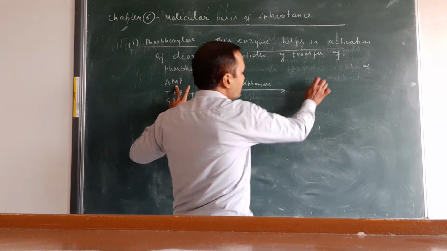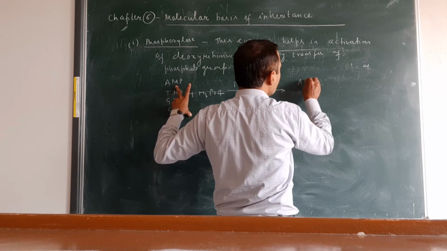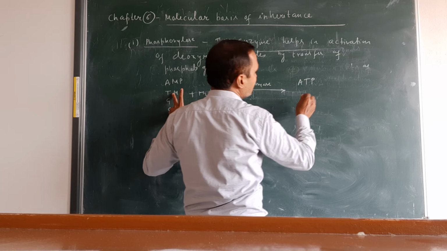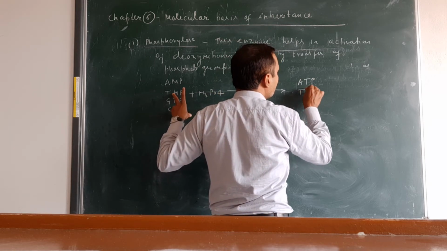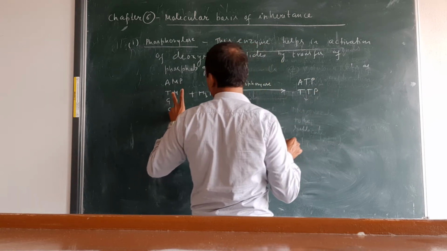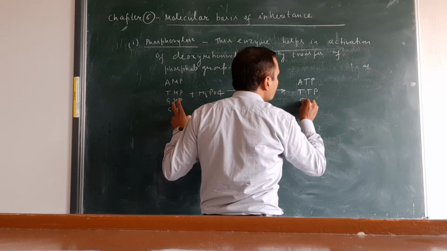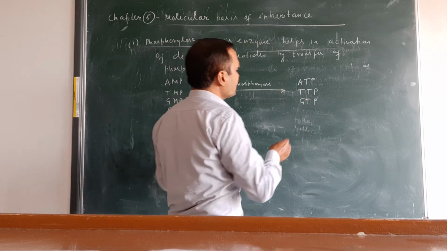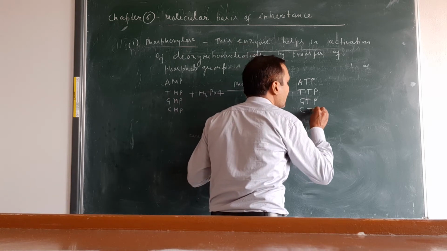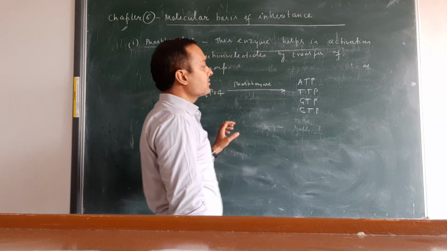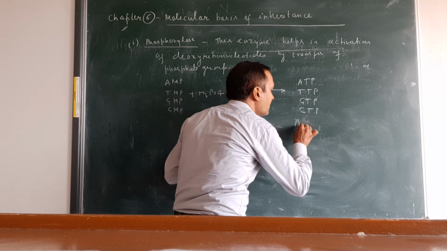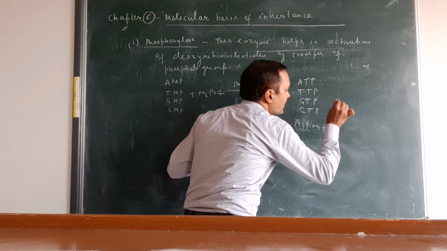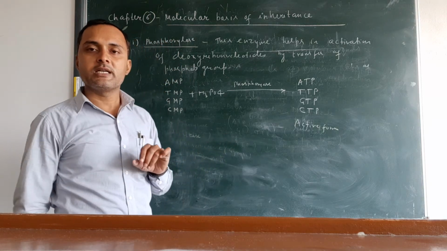So AMP changes into the tri form, that is ATP, adenosine triphosphate. TMP changes into TTP, that is thymine triphosphate. GMP changes into GTP, that is guanosine triphosphate, and CMP changes into cytosine triphosphate. So this is the active form that is required for the DNA replication.